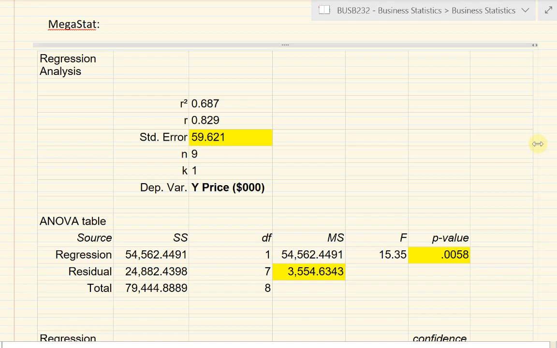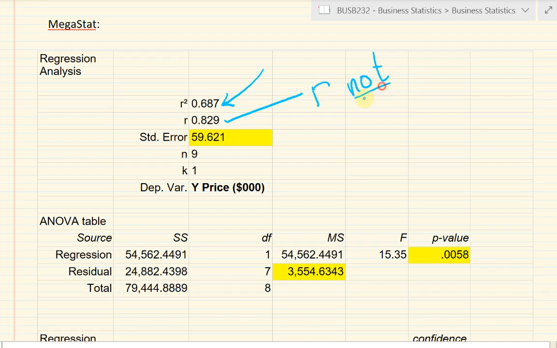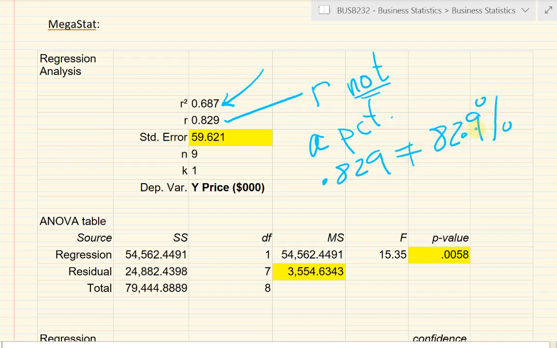So the things that are familiar, we've talked about almost every part of this now. So this is the R squared, coefficient of determination. This is the correlation. Now, one thing that's important, by the way, folks, both of these are decimals. R is not a percent. R is not a percentage. So 0.829 doesn't mean 82.9%. It's just a number between -1 and 1, okay?